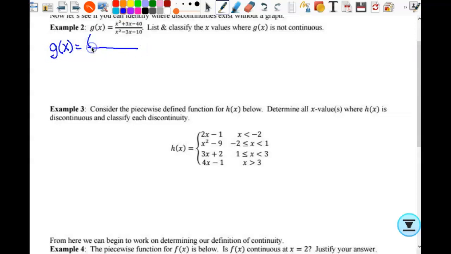Let's see, I get x plus 8, x minus 5, x minus 5 times x plus 2. Okay, so let's talk. We've got, you factor, you get this much, right? So because I can cancel these out, that means I have a what where? A hole or a point discontinuity at x equals 5.